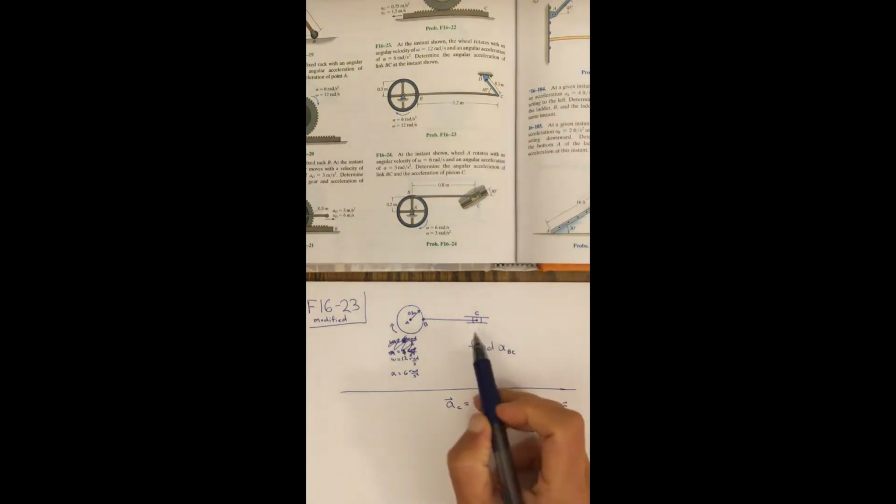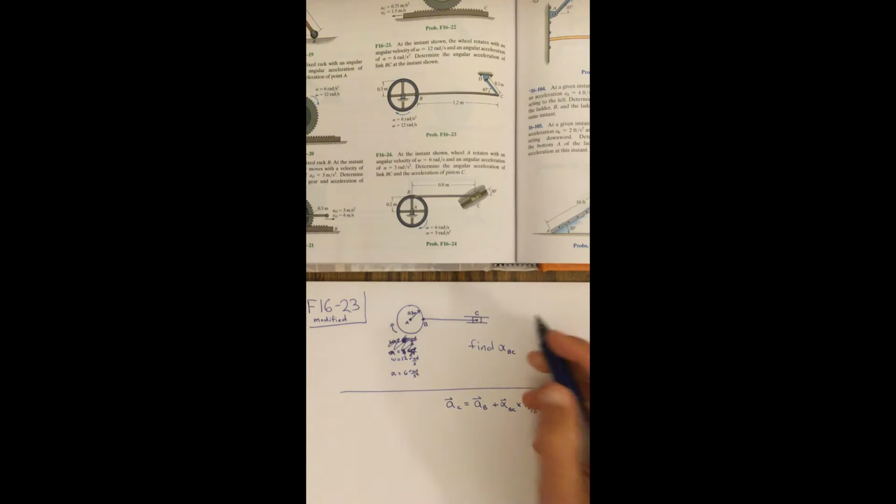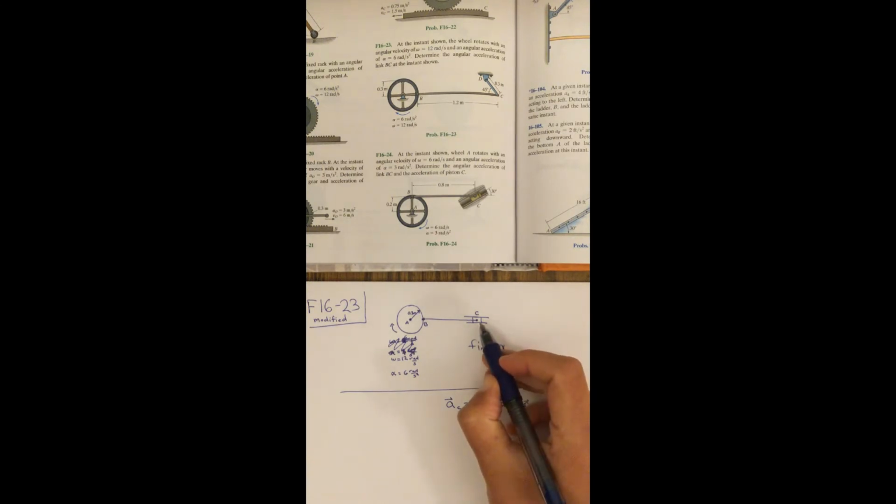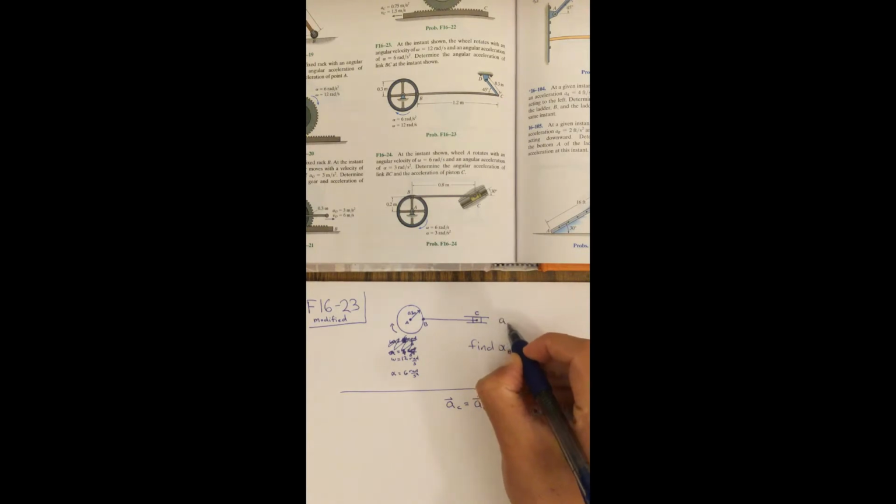Now, the change that we're going to make in this problem is we're going to take point C and make it a point on a piston here. And this piston can only move in the horizontal direction, which means that the velocity of point C can only have an I hat component, and the acceleration of point C can only have an I hat component. It can be positive or it can be negative.